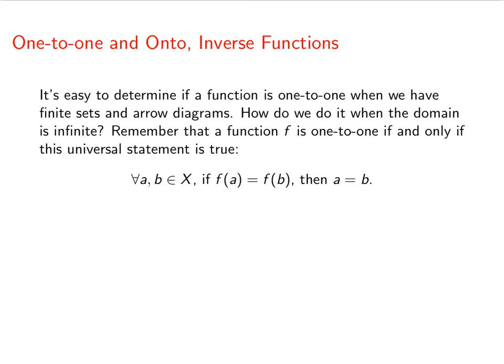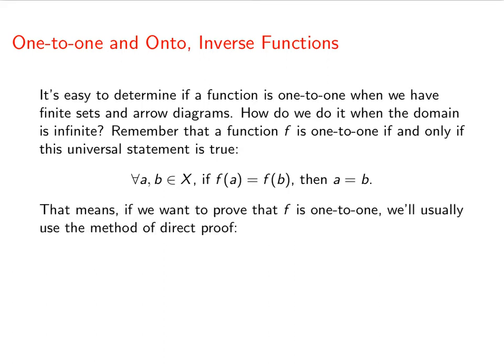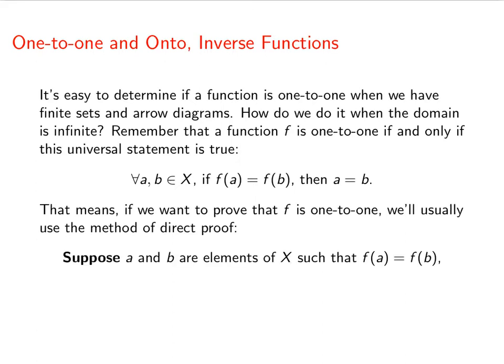Now remember that we can say that a function f is one-to-one if and only if the following universal statement is true. For all a and b in X, if f of a is equal to f of b, then a is equal to b. So that means if we want to prove that f is one-to-one, we're going to use a direct proof. We're going to suppose that a and b are elements of X such that f of a is equal to f of b. And then what we want to do is show that a is equal to b.